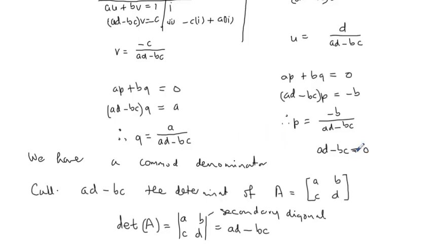So for a matrix to have an inverse, we're simply saying the determinant must not equal 0. And when the determinant is 0, we say the matrix is singular. If AD minus BC equals 0, then A is singular. These are terms which you must know if you are doing mathematics, right? Singular. Otherwise, A is non-singular.